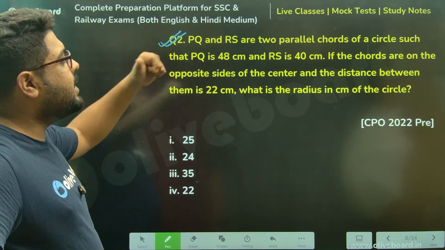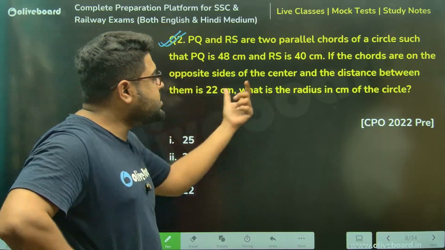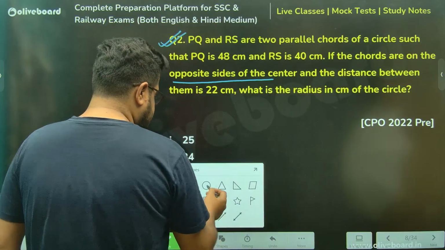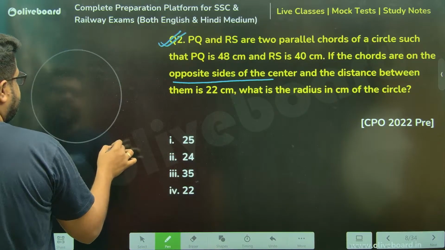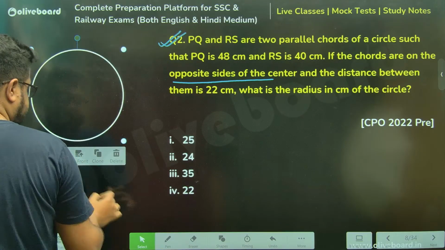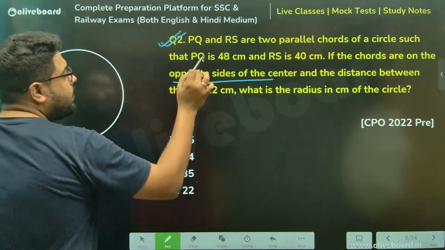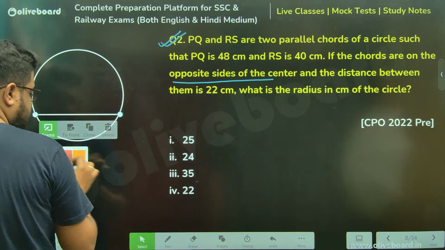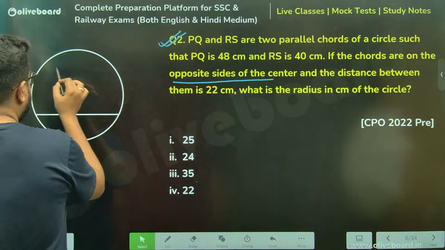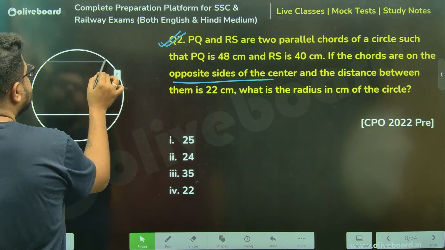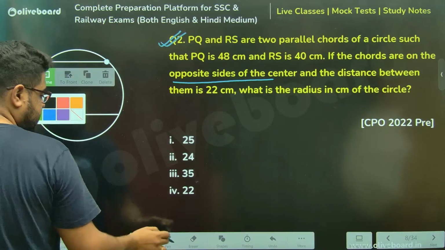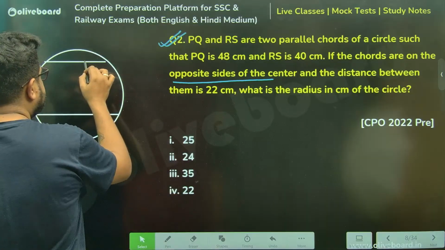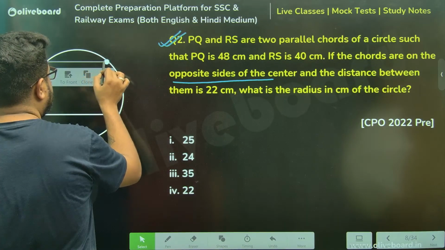PQ and RS are two parallel chords. These chords are on the opposite side of the center. This is very important because it can be towards the same side of the center as well. So we need to be careful. So I'm making the diagram a little bigger. Sir, one chord is 48, another is 40. So 48 while I'm drawing here. And sir, the 40 will be like this. Let's say. Now one more thing, sir. They are asking radius, but again something around this is given, I guess.